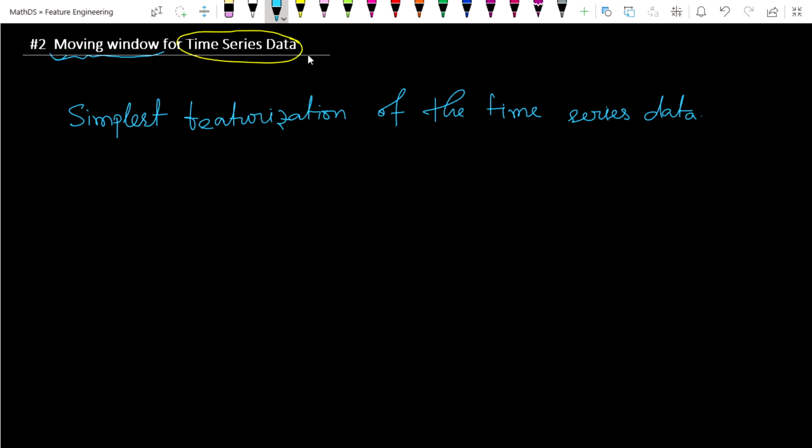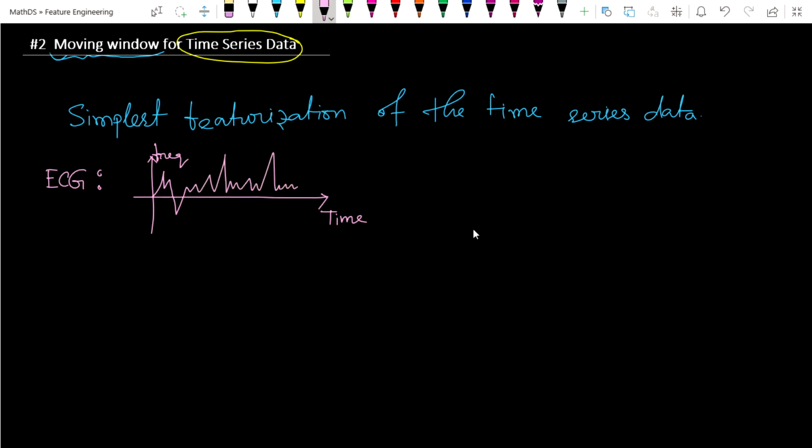Suppose, let's take some examples. I have taken ECG data here. The ECG data actually looks like this type. If you consider this is the time axis and this is the frequency, this kind of data.